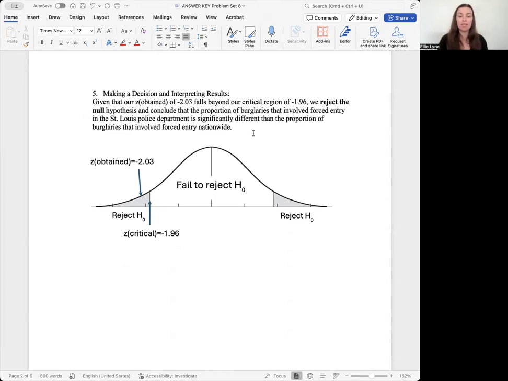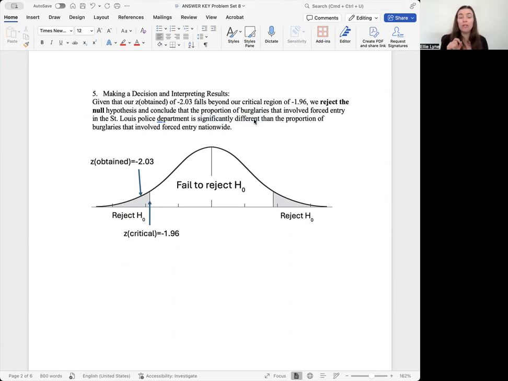So let's take a look at this example here. Given that our z obtained value of negative 2.03 falls beyond our critical region of negative 1.96, that means we're in our danger zone, our rejection zone. We reject the null hypothesis and conclude that the proportion of burglaries that involved forced entry in the St. Louis Police Department is significantly different than the proportion of burglaries that involved forced entry nationwide.